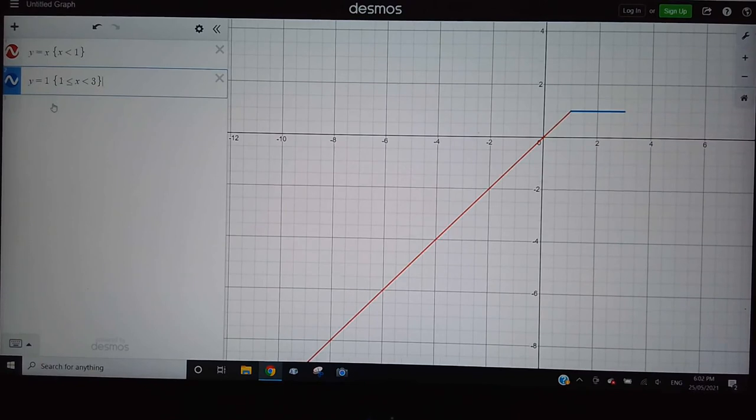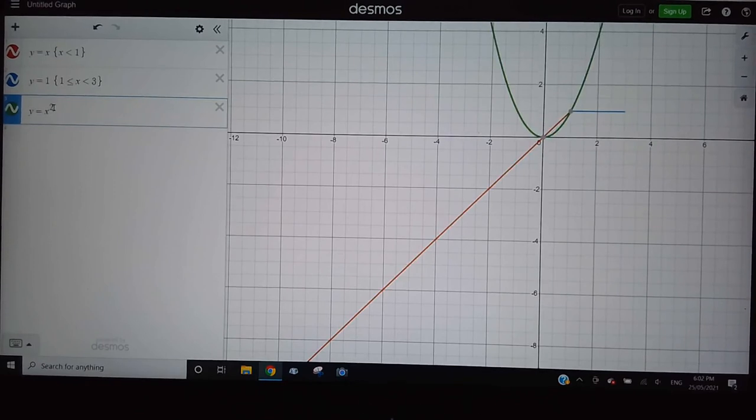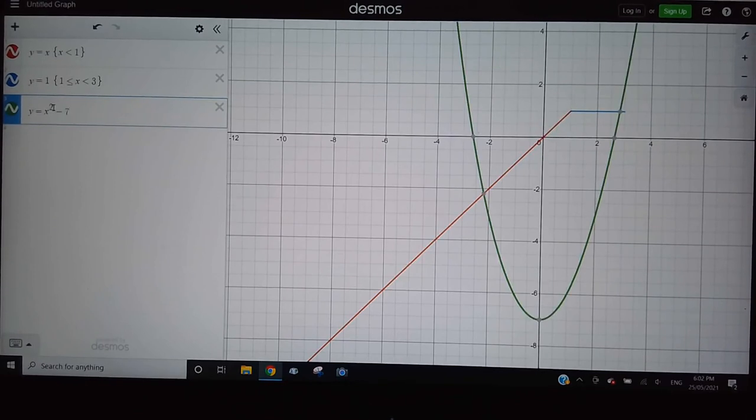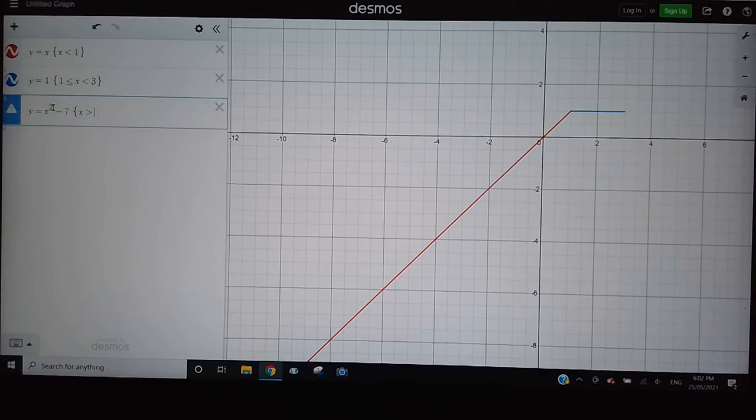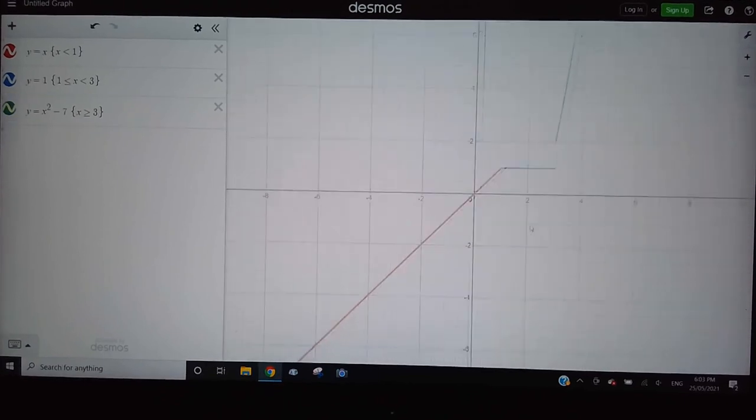Now for the final piece. This is the parabolic component, so y equals x squared minus 7. Again, we need to restrict the domain. So hopefully by now you'd be saying open curly brace. There we go, open curly brace, x greater than or equal to 3, and close curly brace, and this is our piecewise function.